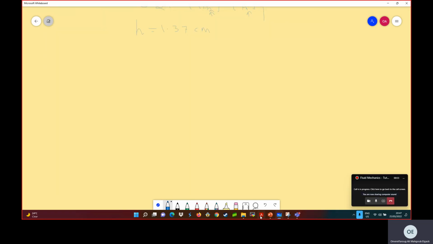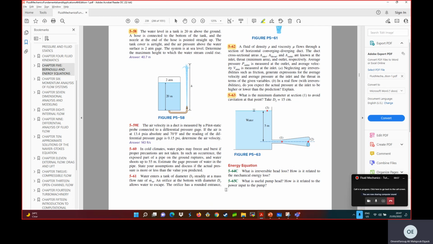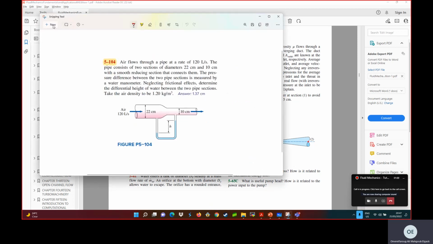So the question that I was trying to solve is this one. I want to solve this question. It's in your homework, I think.